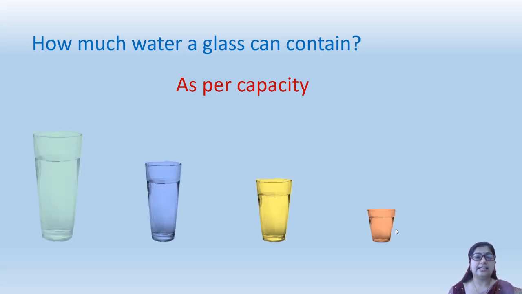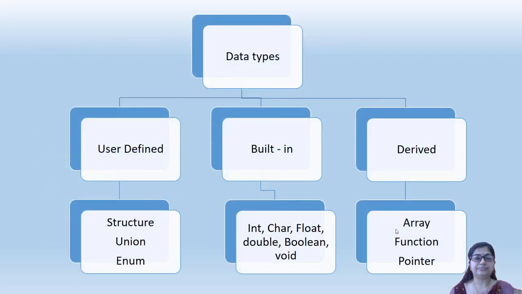As we have seen, a glass of water can contain water as per its capacity. Here we have some categories of data types. First, user defined; second, built-in; and third, derived. Structure, union, and enum are part of user defined data types. Integer, character, float, double, boolean, and void are part of built-in data types. Array, function, and pointer are part of derived data types.